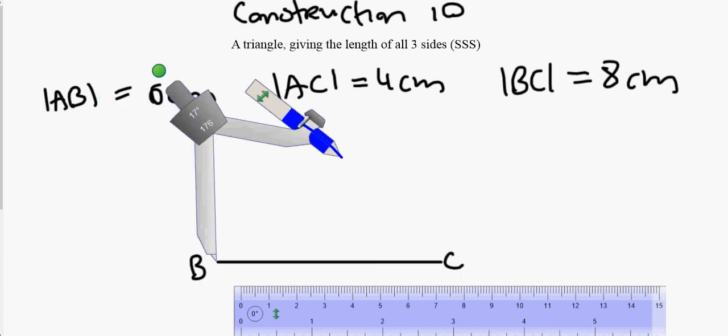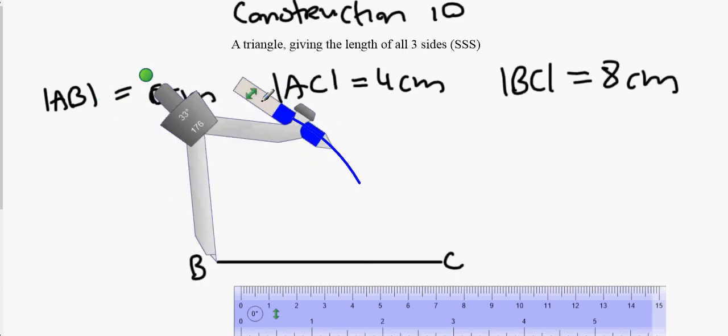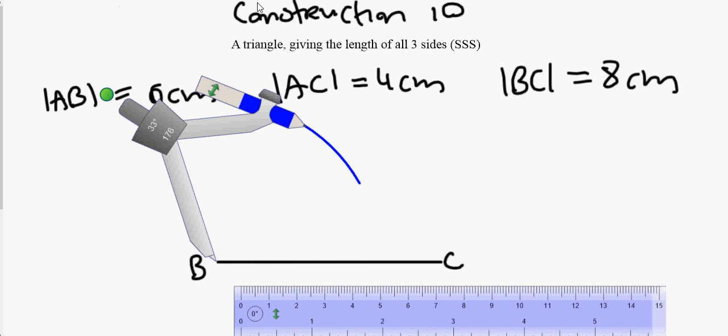So we're going to draw out an arc here, and that's 6 centimeters long, okay? Next thing we're going to do is, we just did AB. Now we're going to do AC, which is 4 centimeters long, okay?